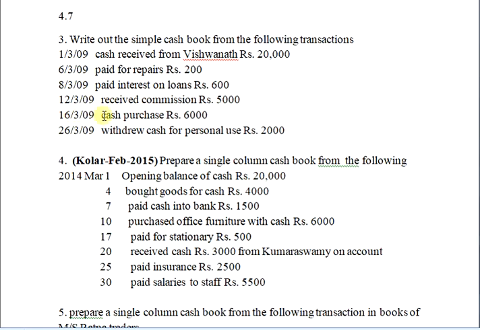Debit side. 16/3/2009, cash purchase. When we purchase the goods for rupees 6,000, what happens? Our cash balance decreases. So it should be taken under the credit side.